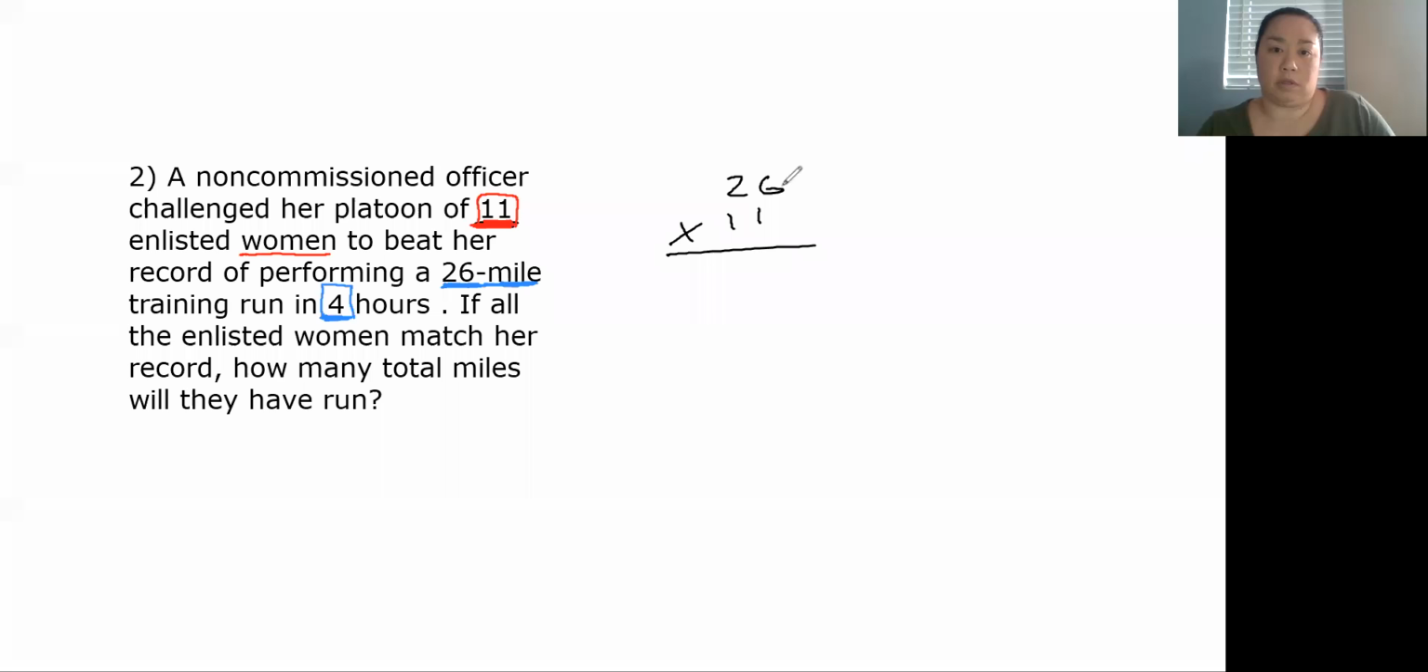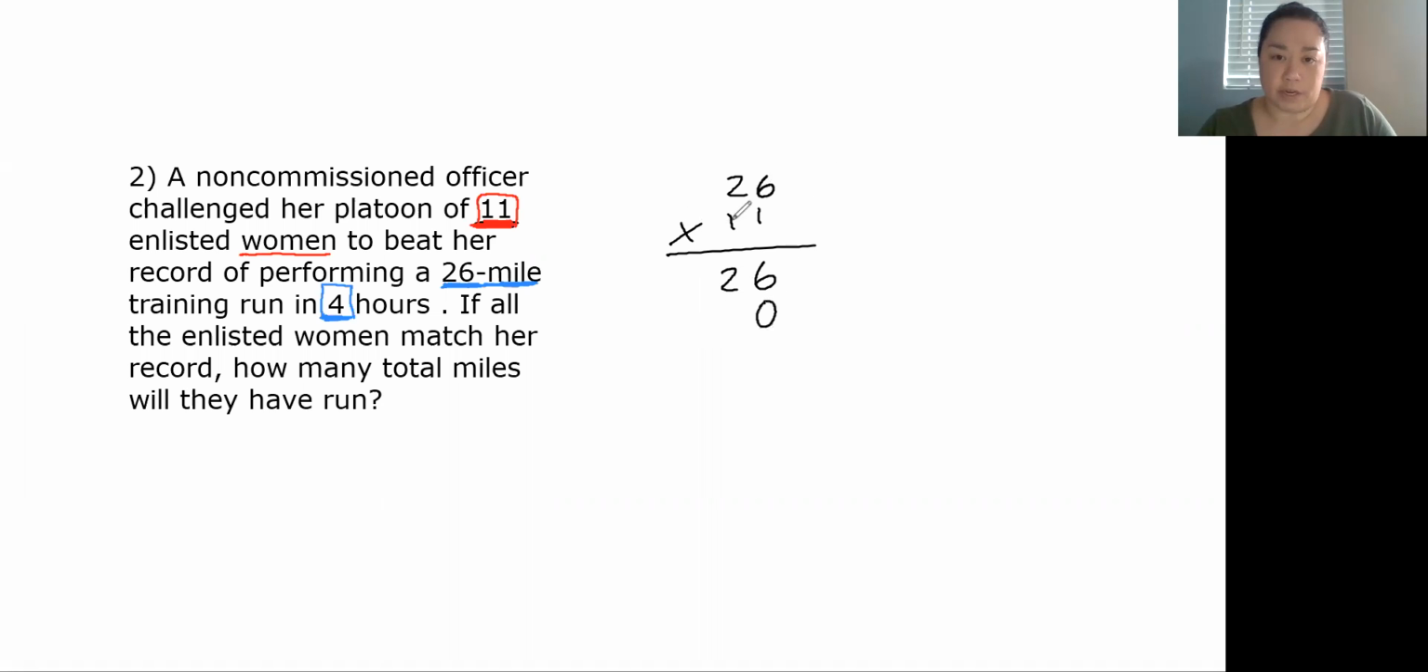So that makes sense, because it's a 26-mile thing. There's 11 of them. Okay, so 1 times 6 is 6. 1 times 2 is 2. Remember when you're multiplying multiple numbers, not just singles or anything bigger than singles, you have to put a 0.